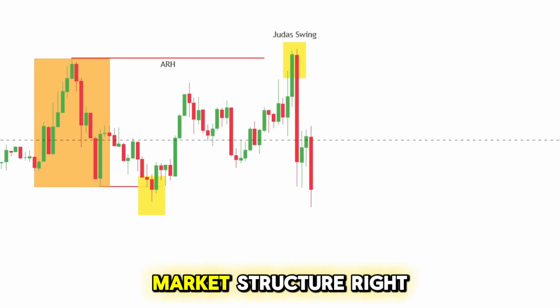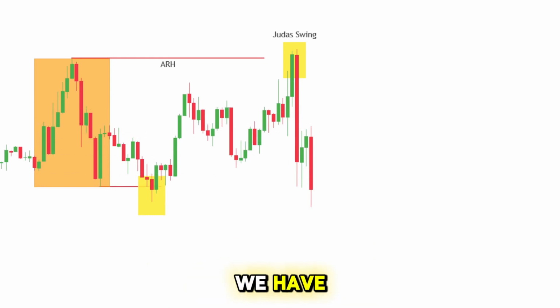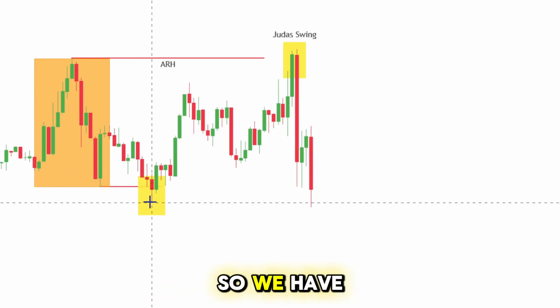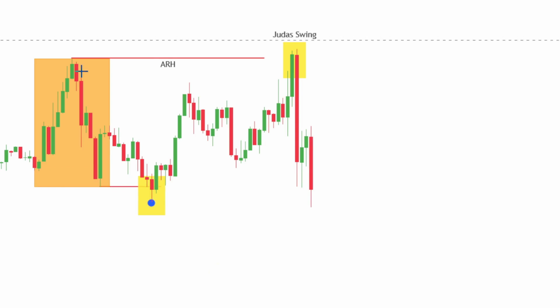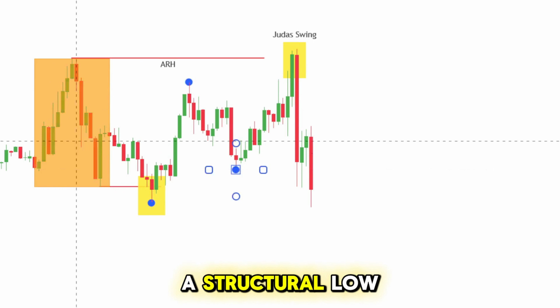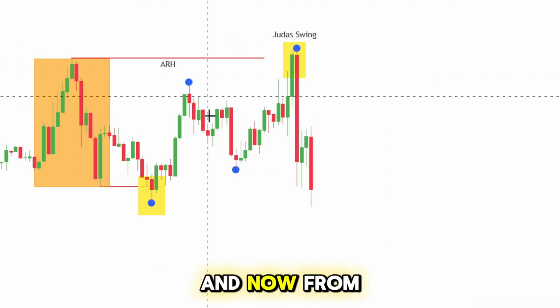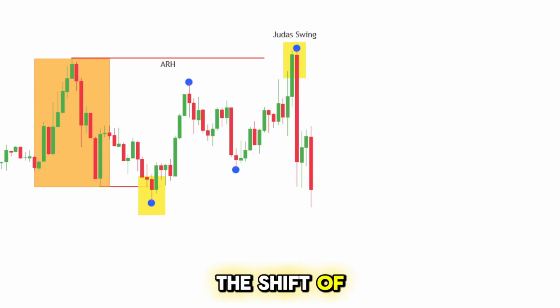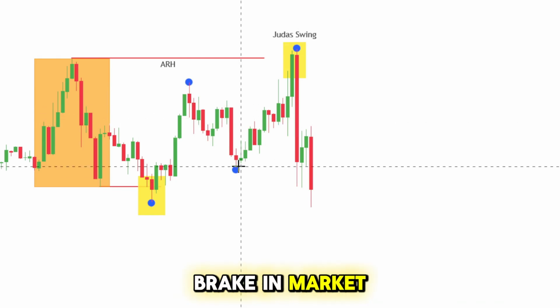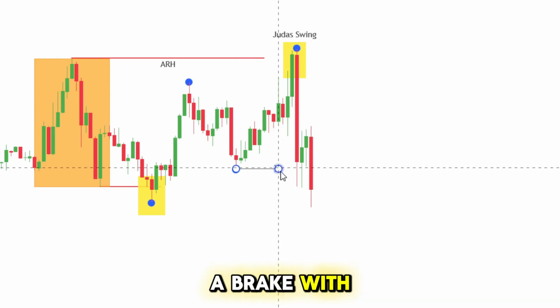And once we've seen that, what we're now looking for is a shift or a break in the market structure, right? So notice how this is how I'm looking at my structure currently. We have a structural low down here. Then we have a structural high. Then we have a structural low down here, followed by another high. And now from here, we see the shift of market structure, or the break in market structure. It's very simple, right? We're looking for a break with a body.